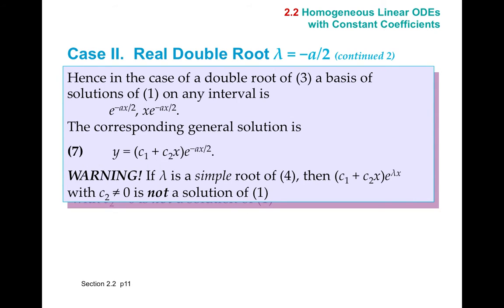So the next example is if you have a real double root. So you have lambda is minus a over 2, and that's a double root. So in other words, your term under the radical sign would be 0, and you basically would just use the one solution. Now remember, this is a second order differential equation. So we're going to actually have to have two solutions.